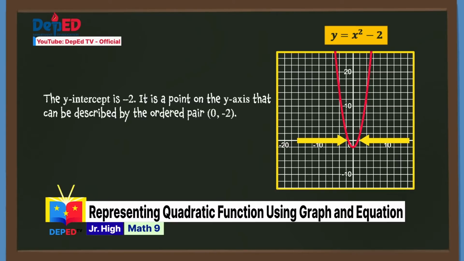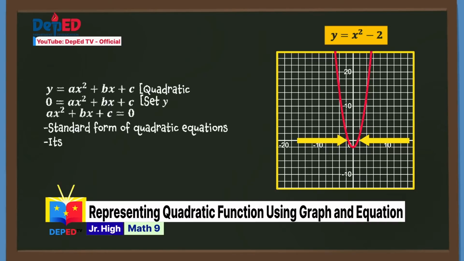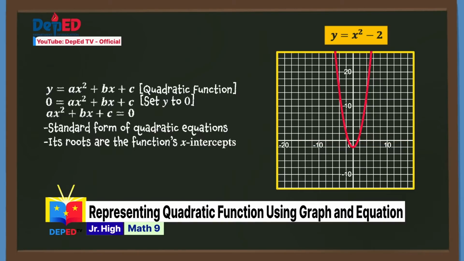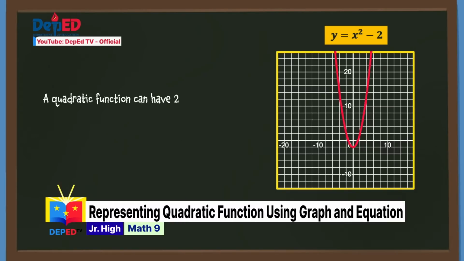The parabola also touches the x-axis. The point or points on the x-axis that a parabola touches are its x-intercepts. X-intercepts are obtained by setting the value of the function to 0, hence producing a quadratic equation in standard form. So, depending on the nature of roots of this quadratic equation, a quadratic function can have two distinct x-intercepts, one x-intercept, or none at all.